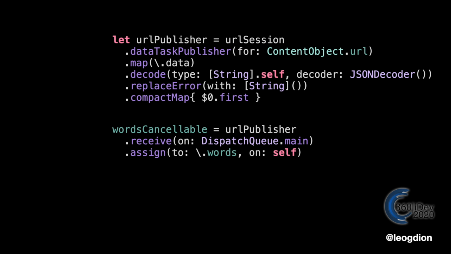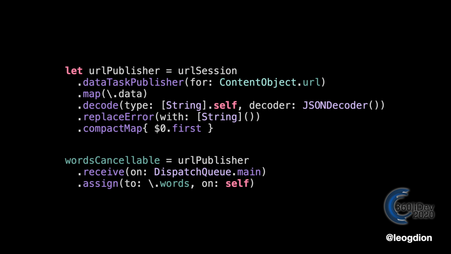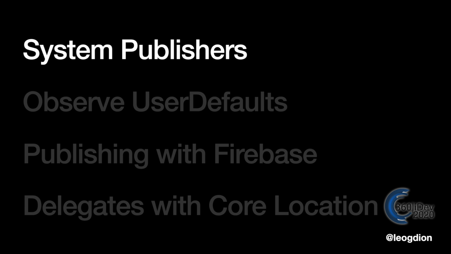So here's our complete code, which takes the URL session, calls the URL, and then goes ahead and grabs the data, decodes it using JSON decoder, replaces the error with an empty array, and then grabs that first string. Then we take the result of that URL publisher and on the main dispatch queue, assign it to words. And voila, we get something like this. So we've gone over one of the main system publishers that Apple has given us that extend already older APIs.